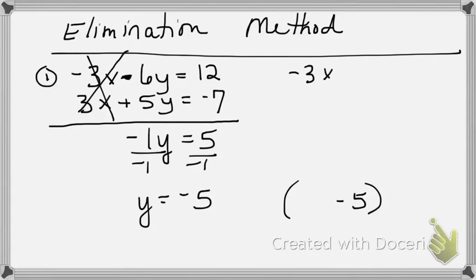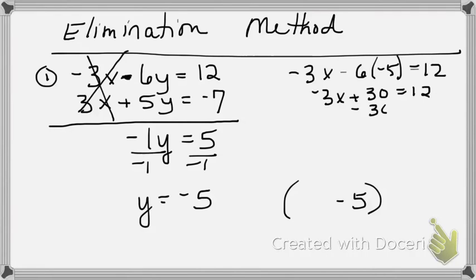And so negative 3x minus 6 times negative 5 equals 12, which is negative 3x plus 30 equals 12. Now you do your mother-in-law, subtract 30 on both sides. Negative 30? No, because the negative 6 and negative 5. Let's see, negative 3x equals negative 18. And now divide everything by negative 3. Who's got negative 18 divided by negative 3? Eddie? Positive 6.